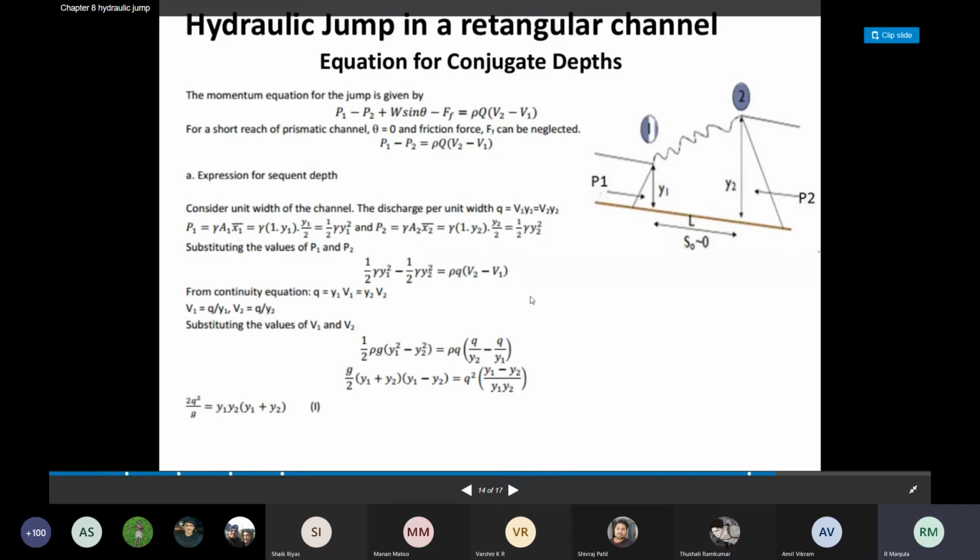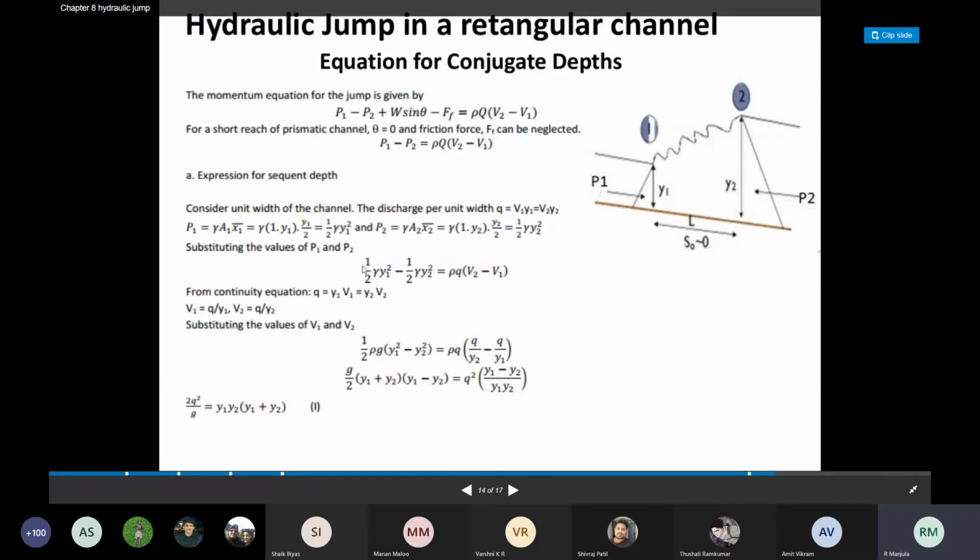Now substitute for P1, P2: half gamma y1 square minus half gamma y2 square is equal to rho q into V2 minus V1. From the continuity equation, I am substituting V2 minus V1 in terms of small q. So this will be q by y2 minus q by y1, and then I can cancel rho on both the sides.